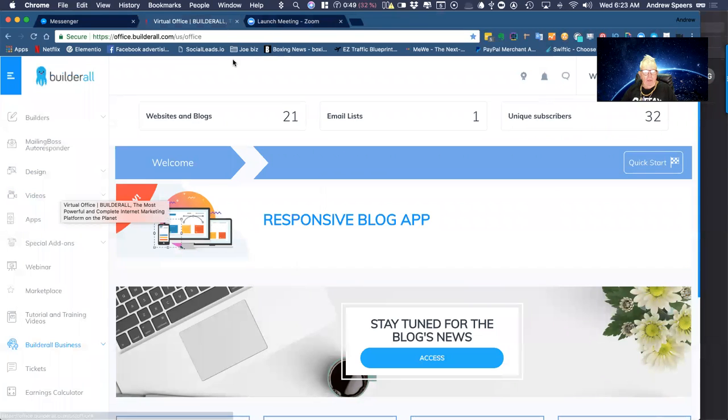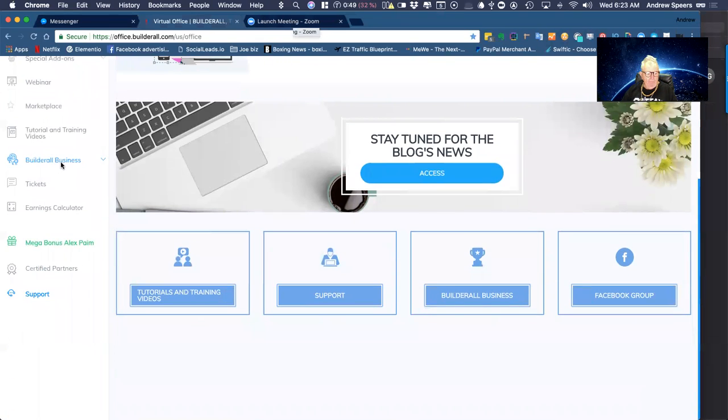And today I'm making another short, and I will keep it short, video in a series of looking under the hood in Builderall. So today, what we're going to have a look at is the earnings calculator.